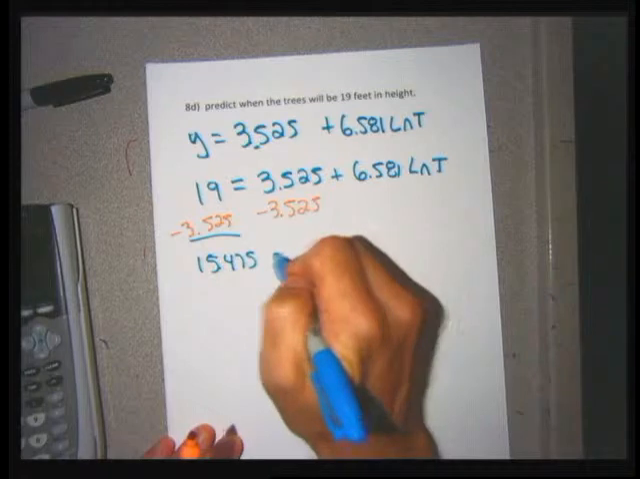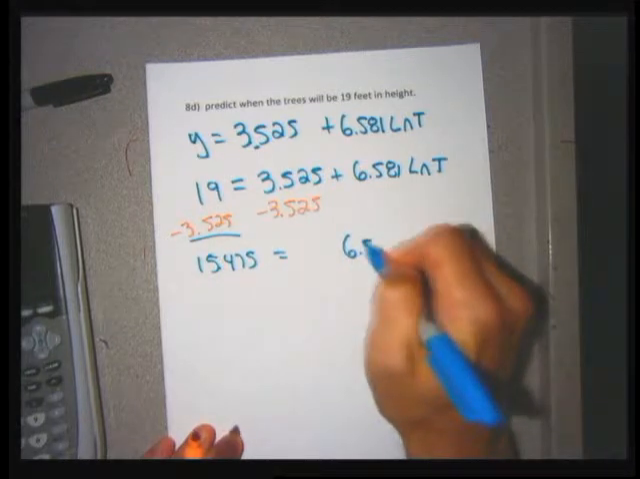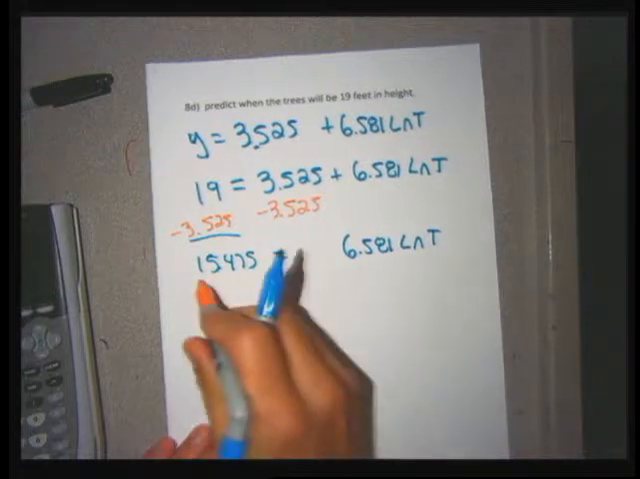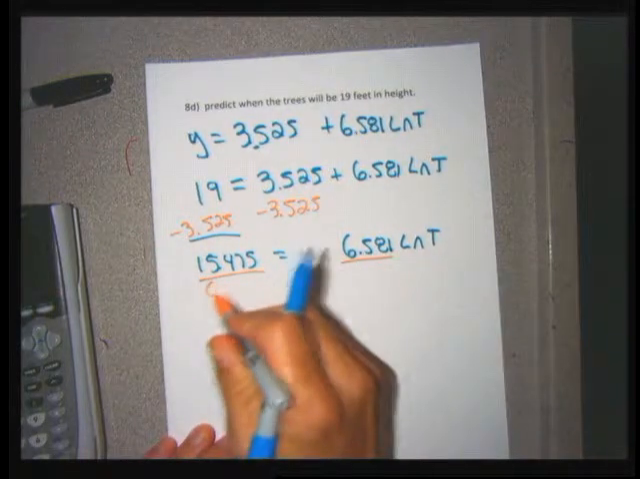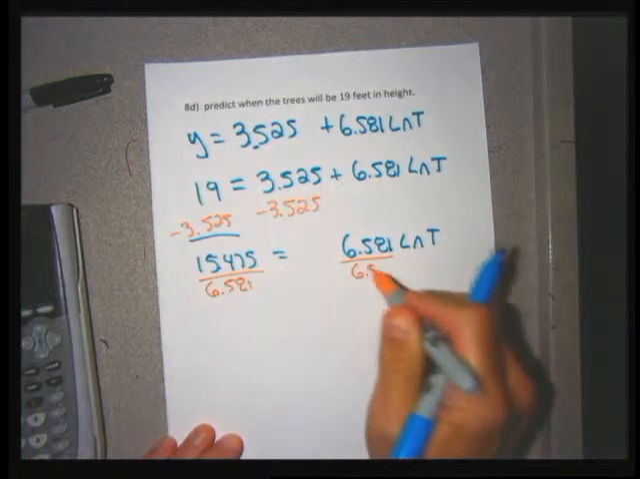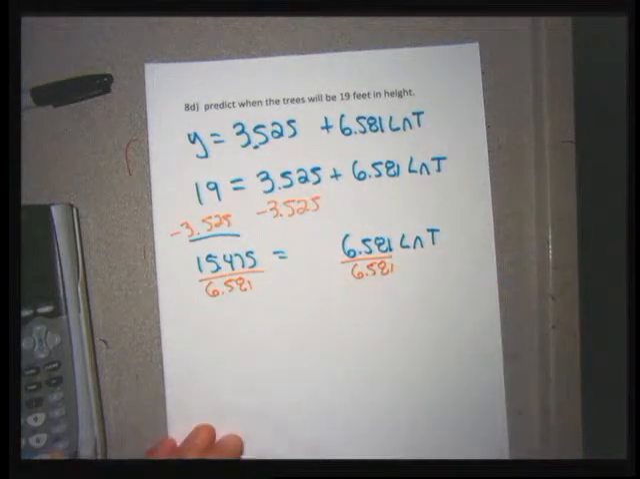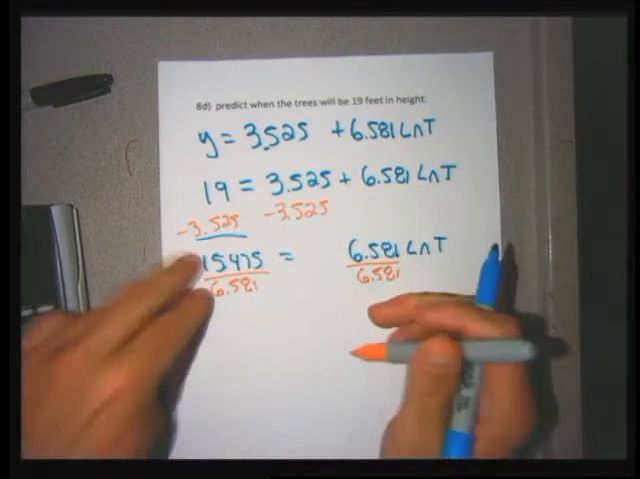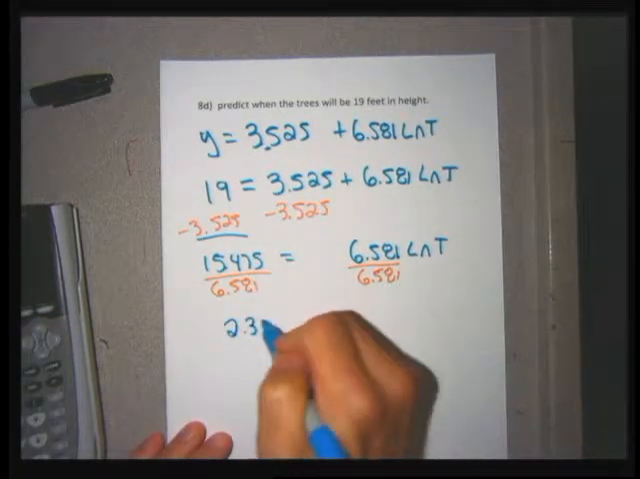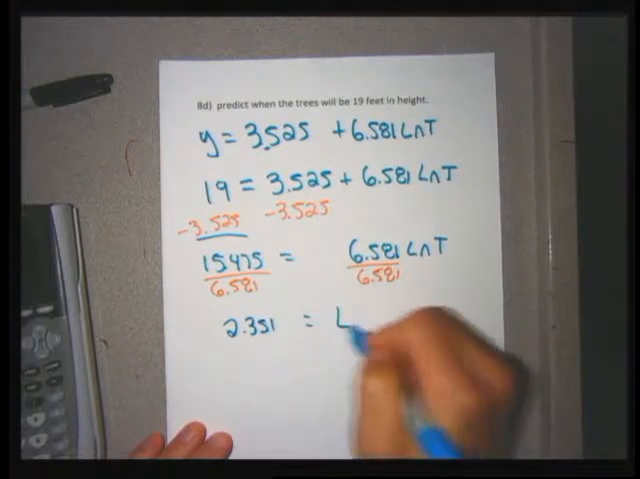15.475 equals 6.581 times the natural log of t. I'm going to divide both sides by 6.581. And I'm going to carry 3 decimals because that's what I've been carrying for every problem. So I'm going to go 15.475, doing that off screen, just dividing 15.475 divided by 6.581. I just did that division on my calculator. My calculator gives me 2.351 equals the natural log of t.